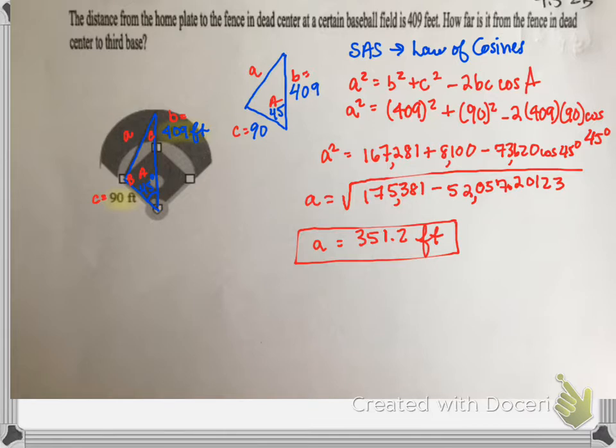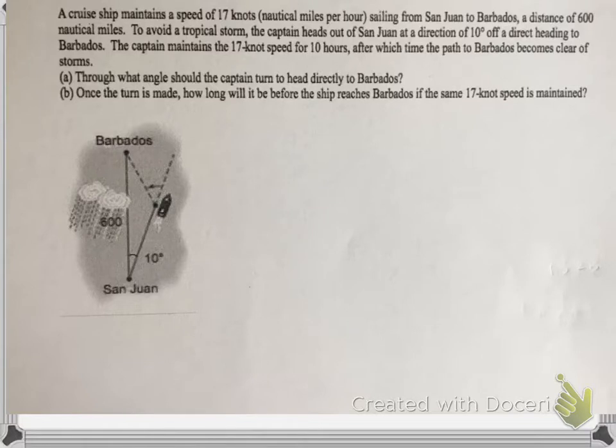All right, so here's the next one. This one actually requires more work than the last one. We have to do this in bits and pieces. A cruise ship maintains a speed of 70 knots, that's nautical miles per hour, sailing from San Juan to Barbados, a distance of 600 nautical miles.